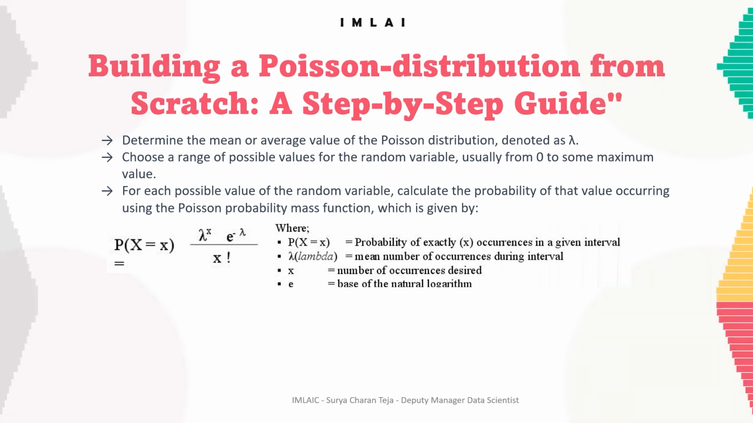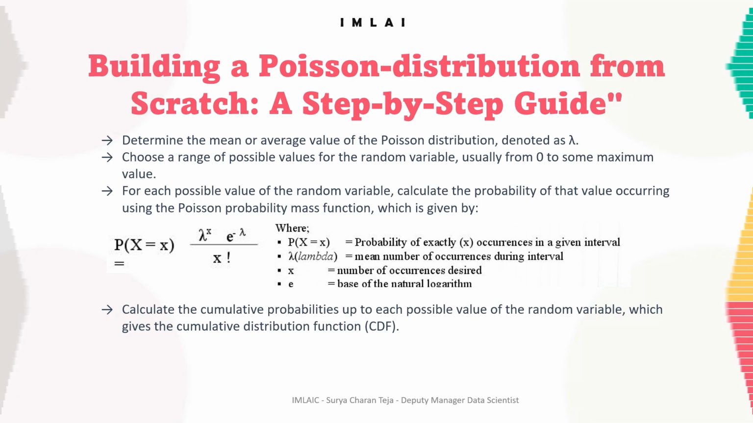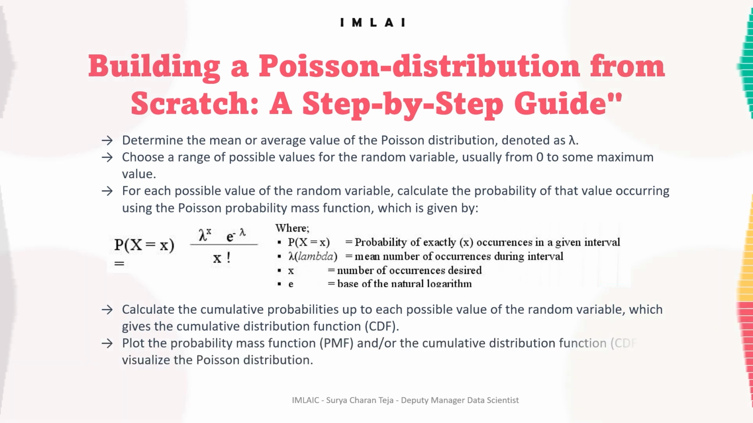Then we calculate the cumulative probabilities up to each possible value of the random variable, which gives the cumulative distribution function. So one is the mass function and the other one is the cumulative distribution function, CDF. Once that is done, we can plot the probability mass function, that's PMF, and also the cumulative distribution function, CDF, to visualize the Poisson distribution. Now let's take one example and illustrate this.